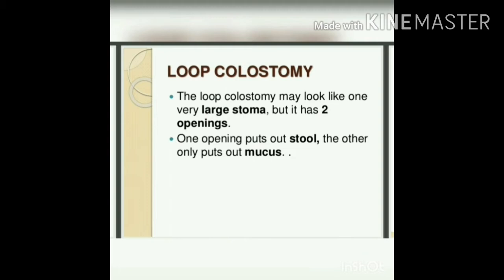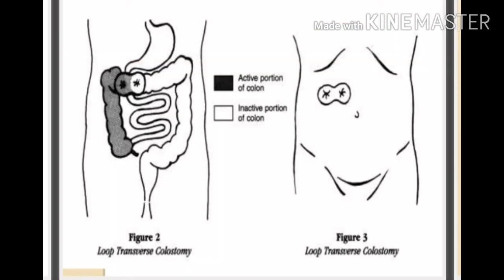So loop colostomy. The loop colostomy may look like one very large stoma, but it has two openings. One opening puts out stool, the other only puts out the mucosa. As you can see in the picture, the dark portion is the right portion, from where the feces and flatus will be passed out, and the other is the light portion, the left portion, and it is for the purpose of mucus secretion.